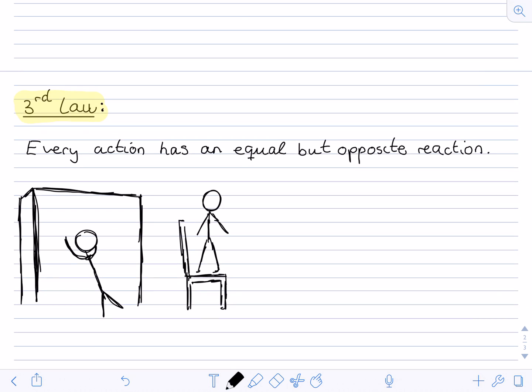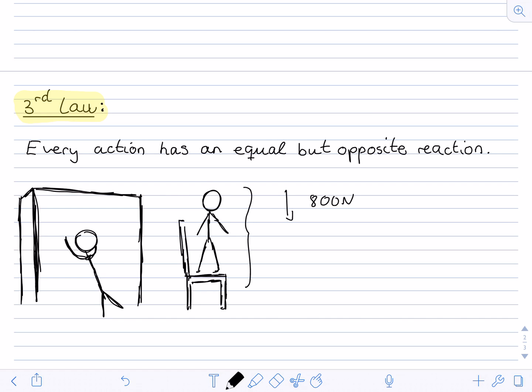And now let's get to the third one. You might have seen another description for this, but this is the easiest one, I believe, which is every action has an equal but opposite reaction. So basically, let's say we have Bob again, okay? Bob is a messer. The teacher told him not to get on top of the chair, but he did anyway. So he's exerting a force down of 800 newtons, let's just say.